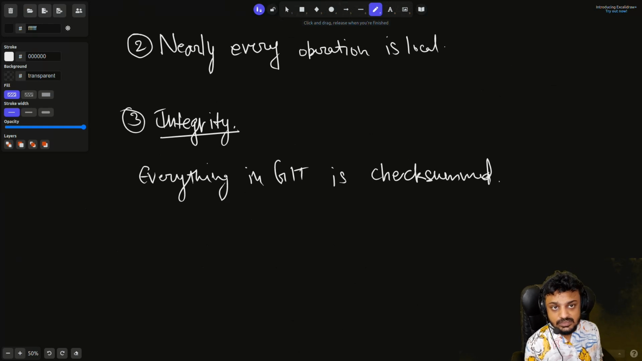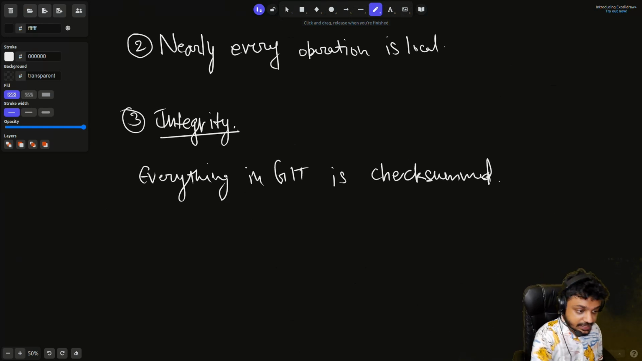Right. Sometimes files tend to get corrupted. Maybe something happened or something like that. So none of that would ever happen without Git knowing about it. Git will know each and everything that is happening, right? Since it checksums everything, right?